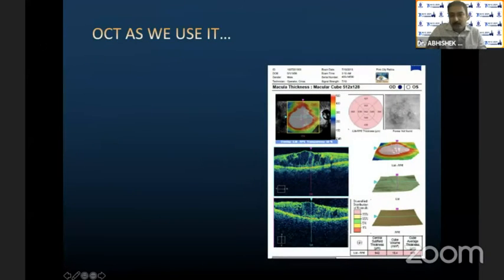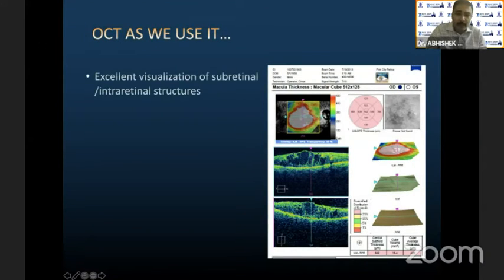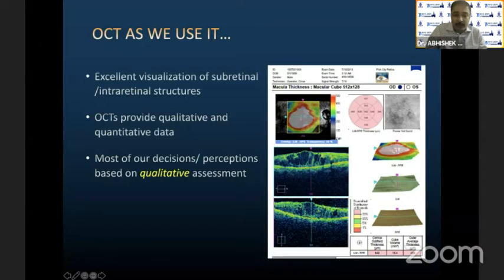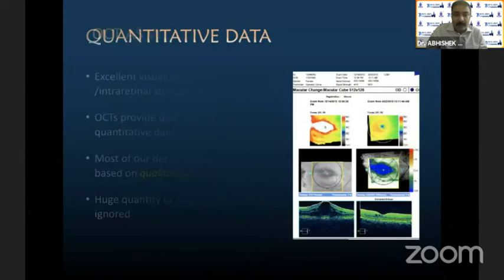Now, OCT, as we use it, we get printouts like this, or we go to the machine and scroll up and down on a macular cube. So you get good visualization of subretinal and intraretinal structures. You also have a reasonable amount of qualitative and quantitative data. But most of our decisions and perceptions currently are made on qualitative assessment, not only on the numbers. And there's a huge quantity of data that is ignored, especially in quantification.